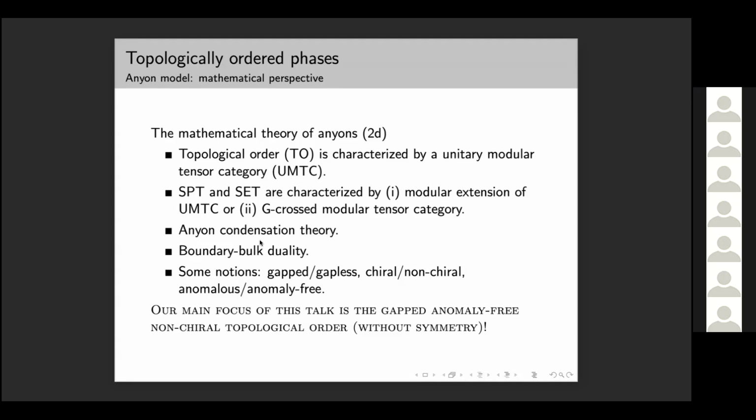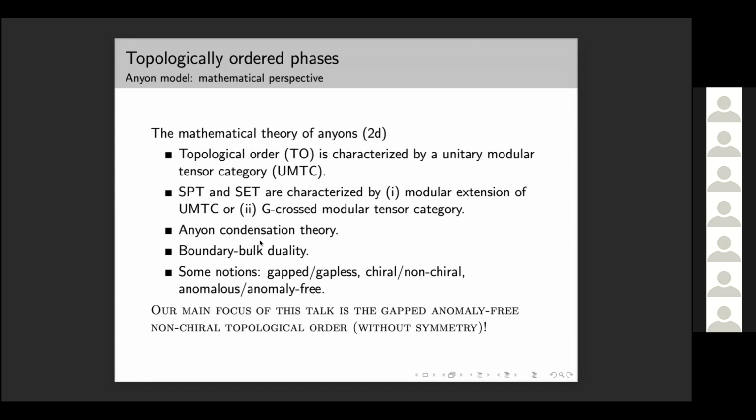And another one is the anyon condensation theory. Now, anyon condensation theory considers how we can obtain one topological phase from another one. It's characterized mathematically by the condensable algebra or Lagrangian algebra. They will consider a given phase, condense some anyons, and obtain a new anyon theory.